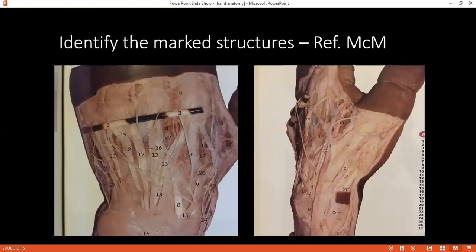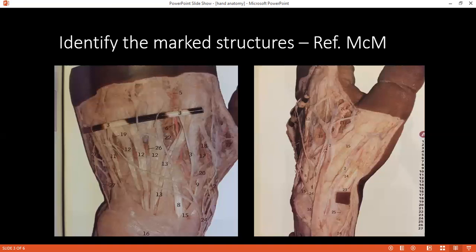Can you tell me the attachment of extensor retinaculum? The extensor retinaculum is attached to the styloid process of the radius on the lateral aspect, and the pisiform.